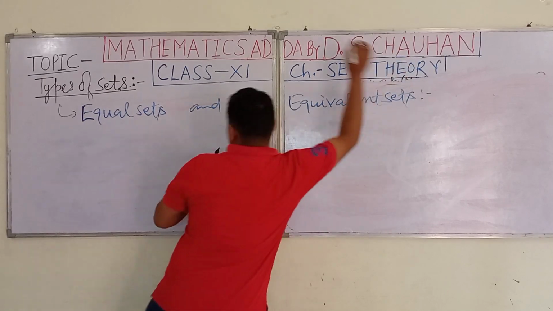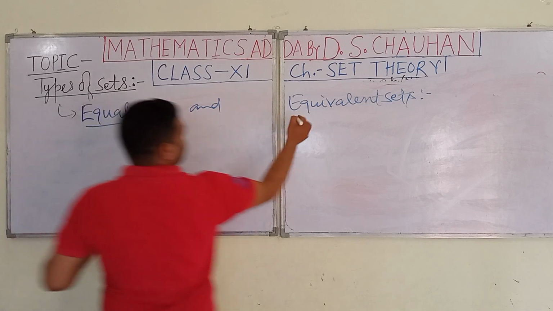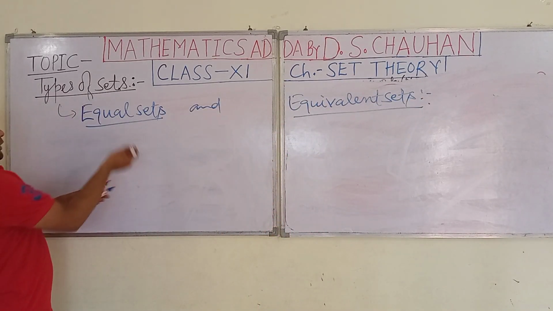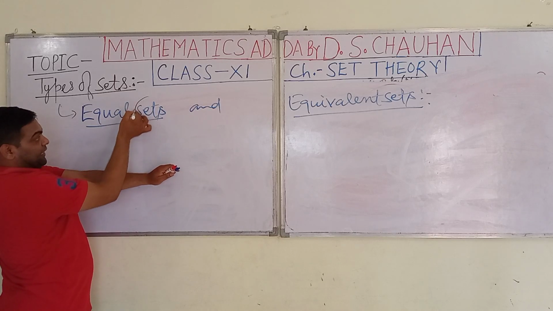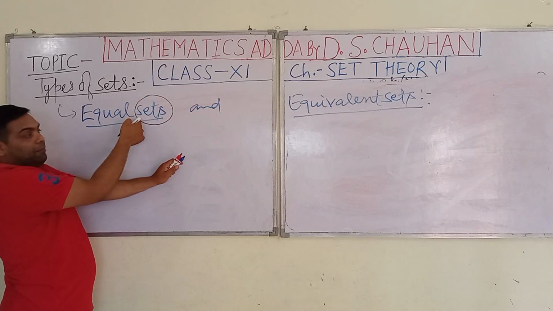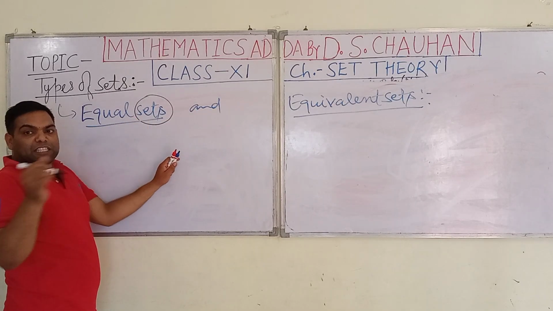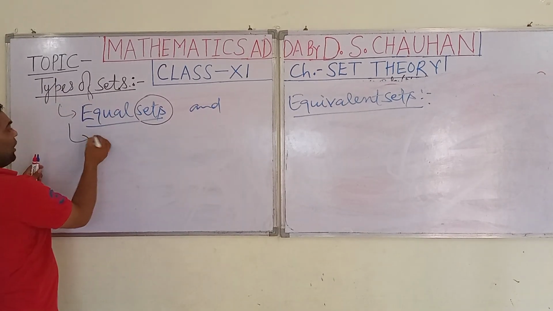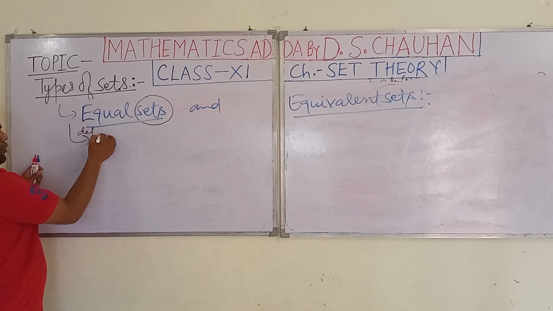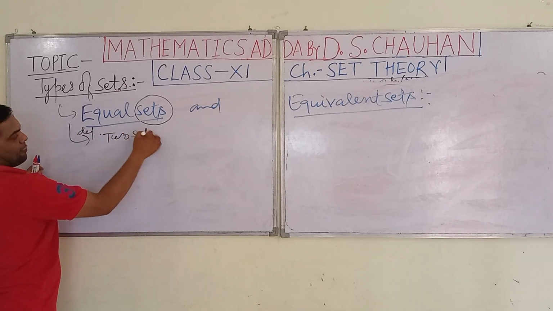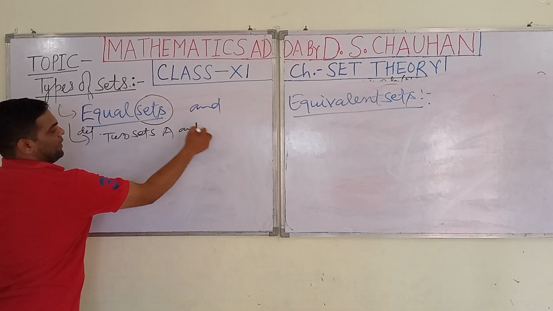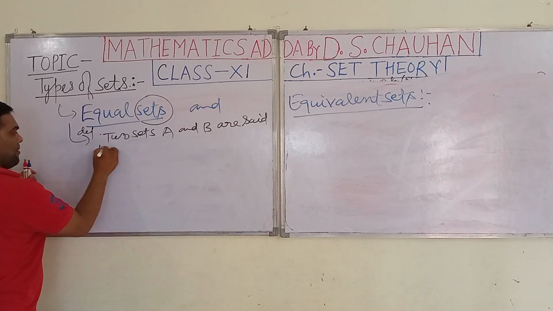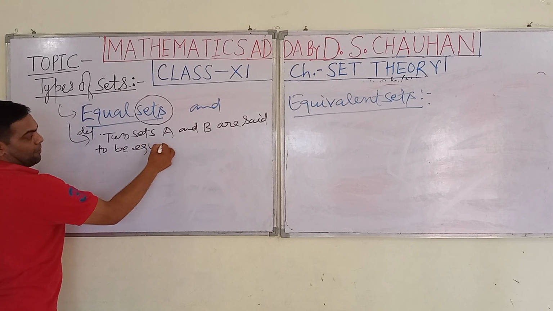Well students, now equal sets and equivalent sets. Try to understand, students. Here the word sets is written in plural form, so obviously more than one set exists.